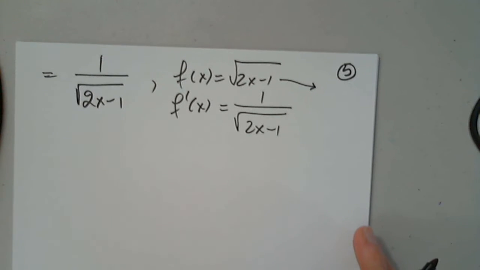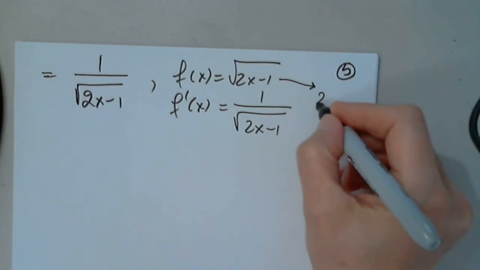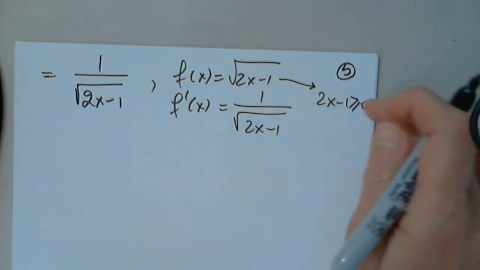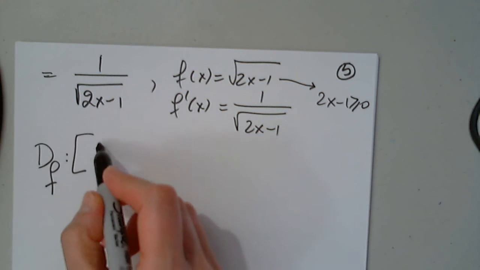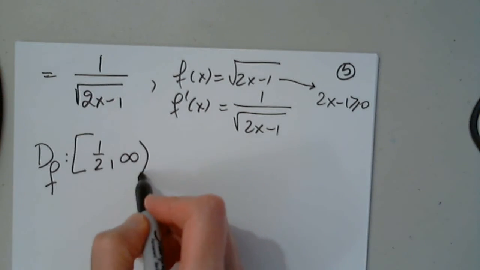I think you set 2x minus 1 greater than or equal to 0. Brilliant. I move 1 divided by 2. So the domain of function f is 1/2 to infinity.